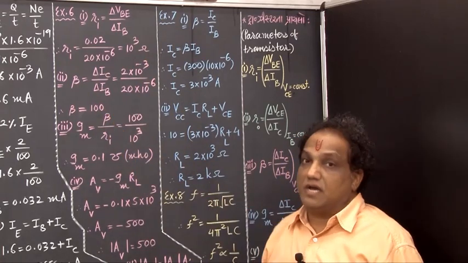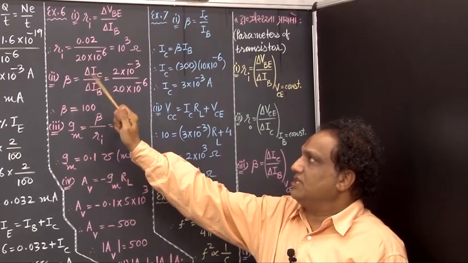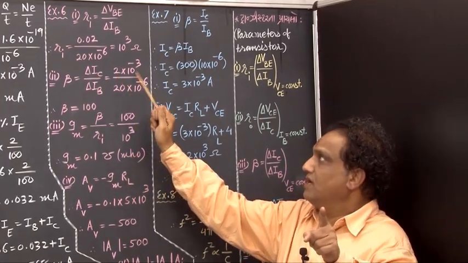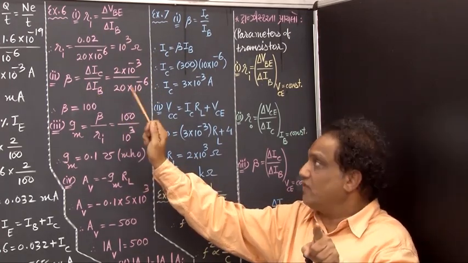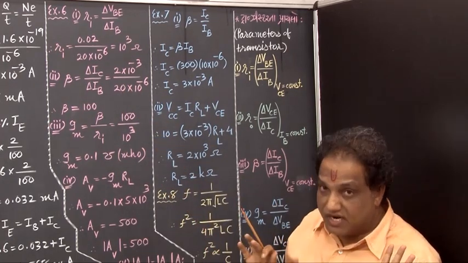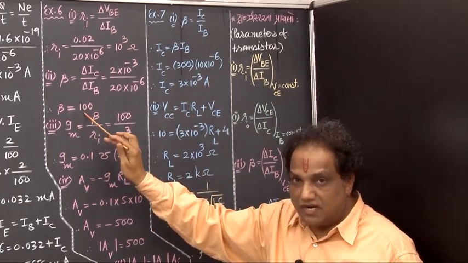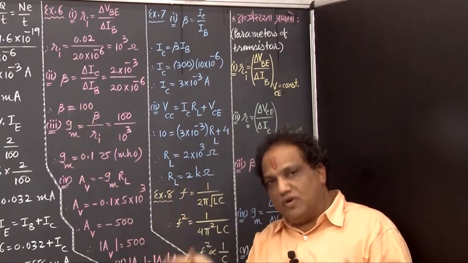Now beta. Current gain beta equals delta IC upon delta IB. This is change in collector current given to you as 2 milliampere, converted into ampere, multiplied by 10 raised to minus 3. What about change in base current? They have given 20 microampere, converted into ampere, multiplied by 10 raised to minus 6. Now when you simplify, answer is beta equals 100. Now tell me, because this is current gain, it has to be unitless.